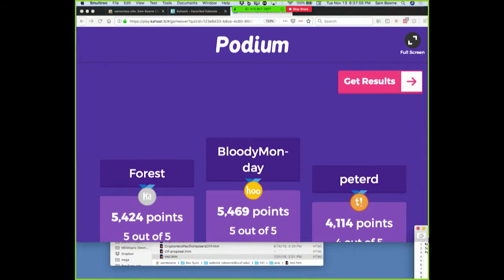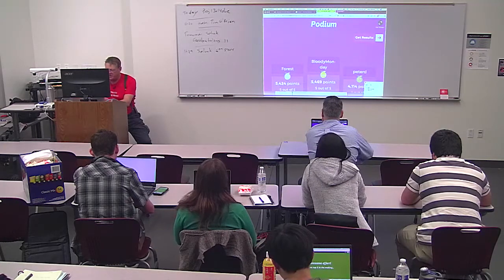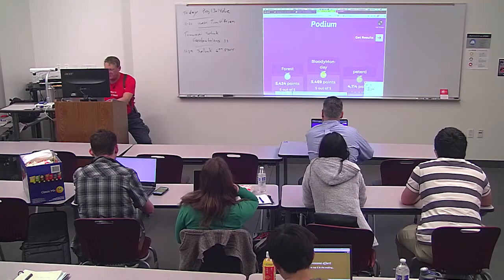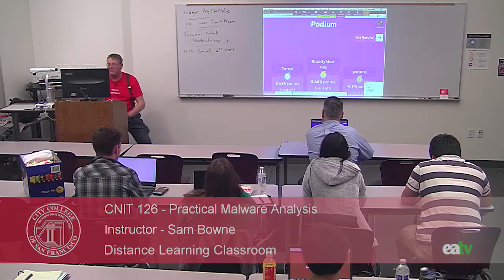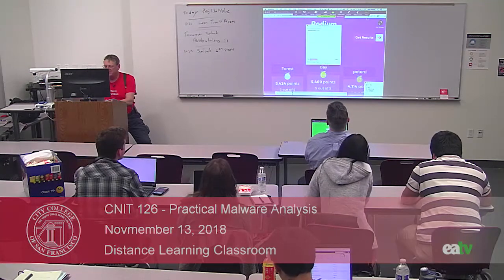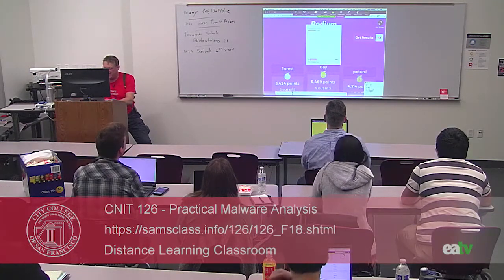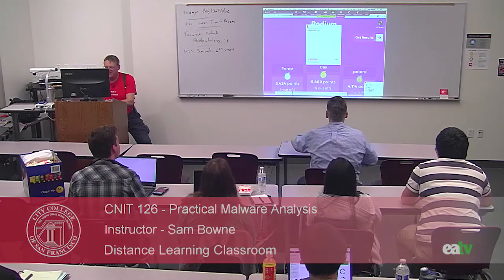So, Forrest and Peter, whose real name is Bloody Monday, will have to come out of the closet if they want to get points. Peter D has won twice. Forrest wins once. And Bloody Monday. Aha, a chat message. Perhaps it is the identity of Bloody Monday. It is. Okay, good. A likely suspect. Okay, good. Thank you. All right.